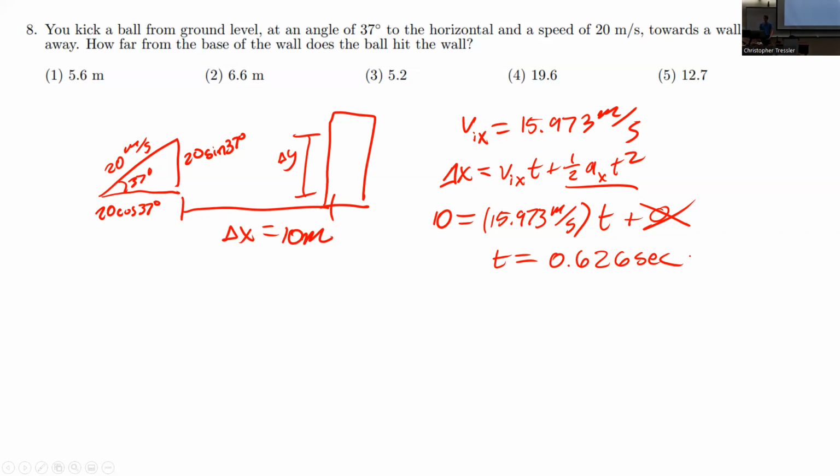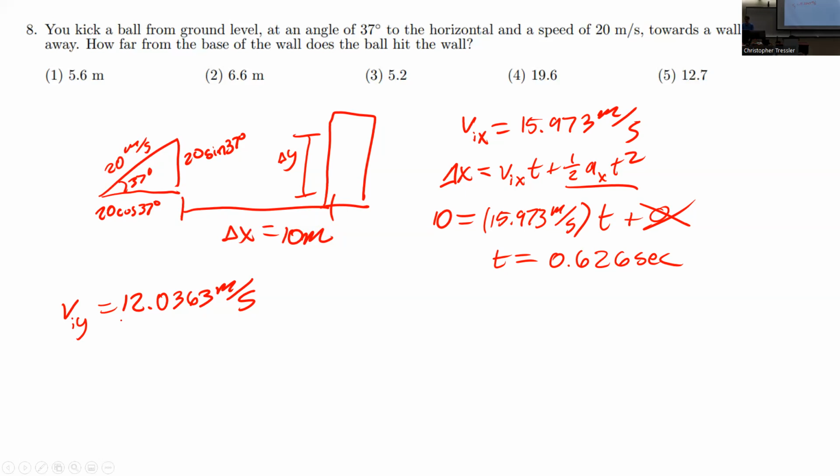We can use it to solve for Y. So we do know the initial Y is going to be this 20 sine 37. So if I do 37 sine times 20, we're going to get 12.0363 meters per second. And that is the initial velocity in the Y direction, right?